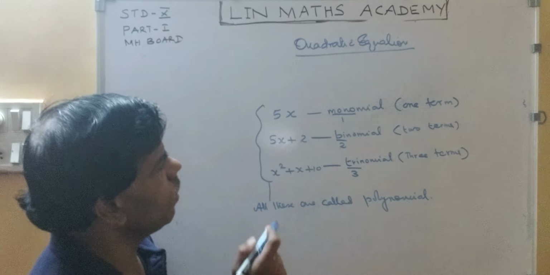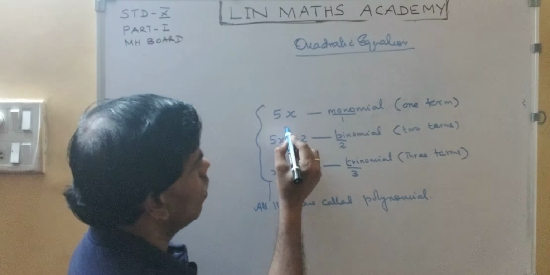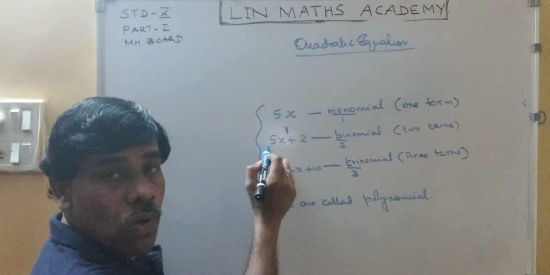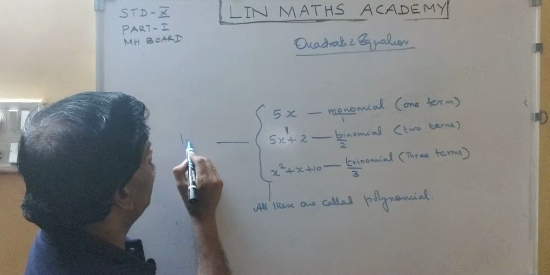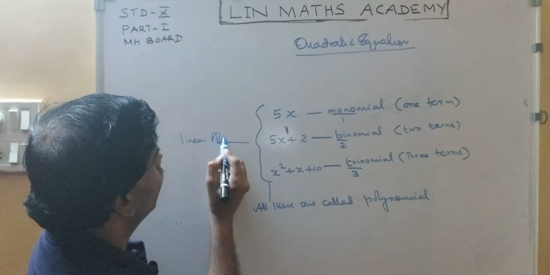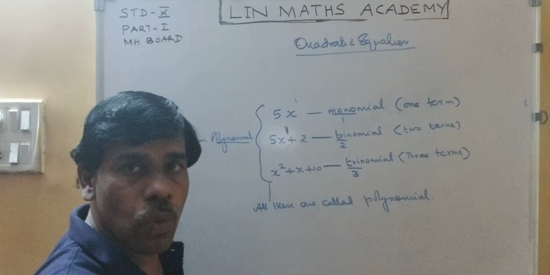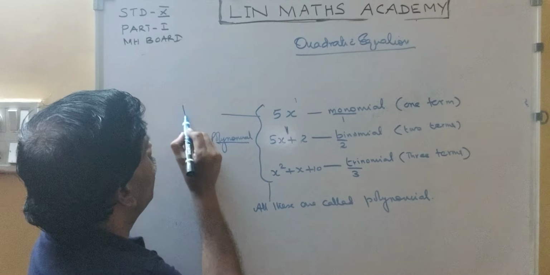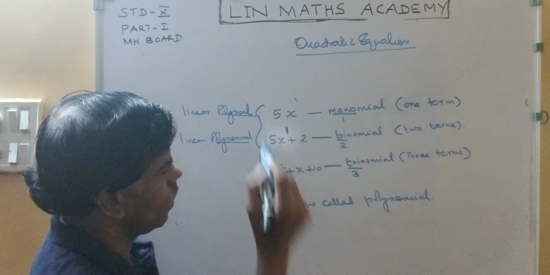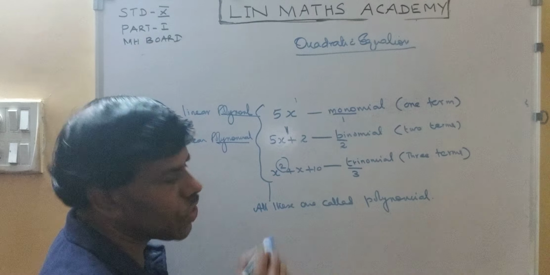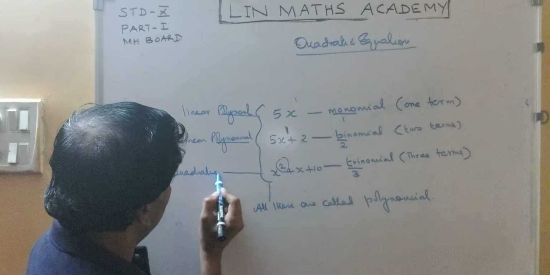Okay. Now here, what is the power of x? 1. The maximum power of the variable x is 1, so it is a linear polynomial. Here what is the power of x? 1. So it is a linear polynomial. What is the highest power of x here? 2. So it is a quadratic polynomial.